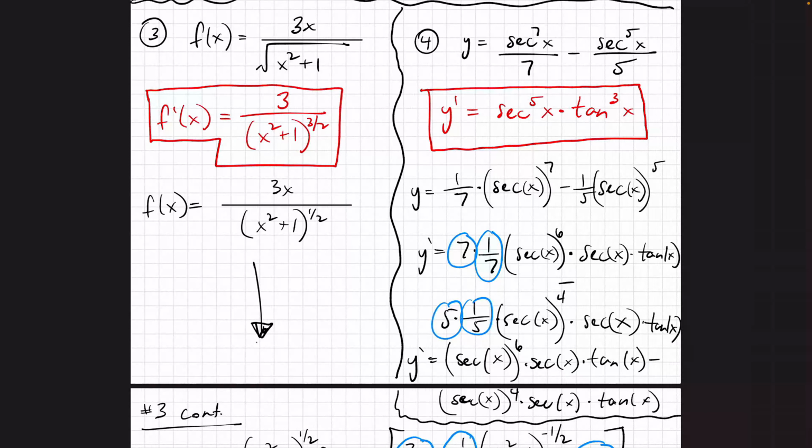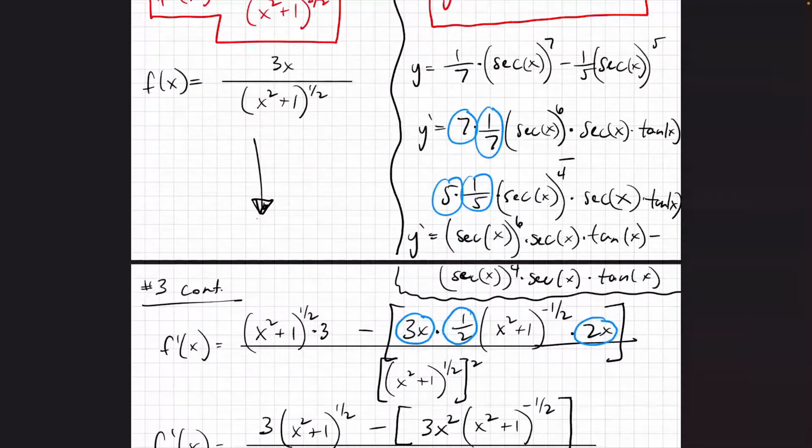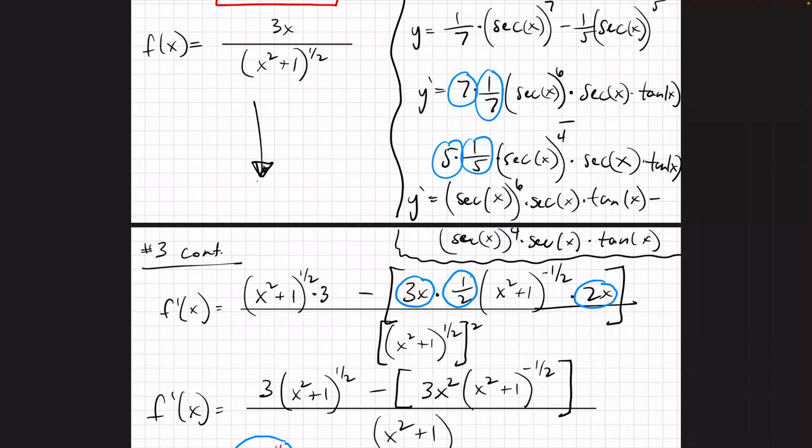I moved the 7 to the front. That makes 1. Took away a power. Found the derivative of the inside. The derivative of the inside, secant tangent. Minus. Did the same thing. So what I got was secant of x to the 6th power times secant times tangent, minus secant to the 4th times secant times tangent. That's the derivative.